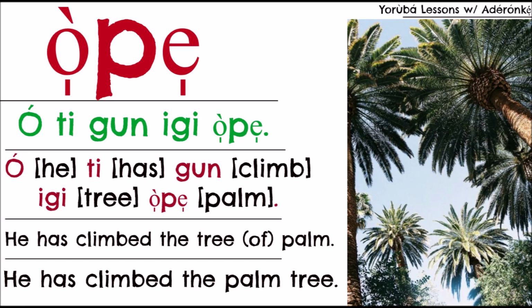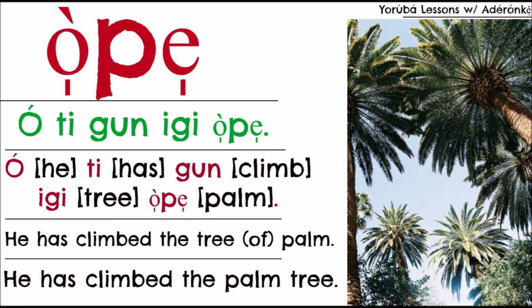But whatever the case may be, just know that O, whenever you see O, it's he or she or it. T is has. Gun is climb. Gun is what it would be when it's not within a statement. So what's the word for climb? Gun. But when it's within a statement and within a particular kind of tense, which I'll get to because I don't want to put too much in one video, it will look different. But just put that at the back of your mind as I'll address it.